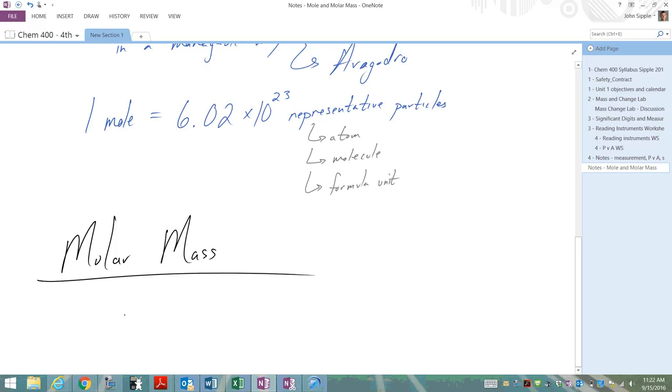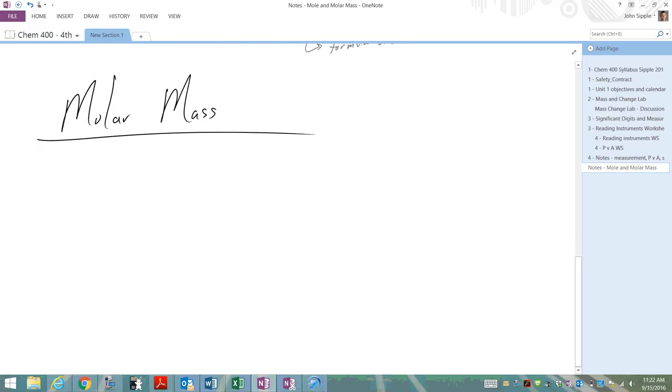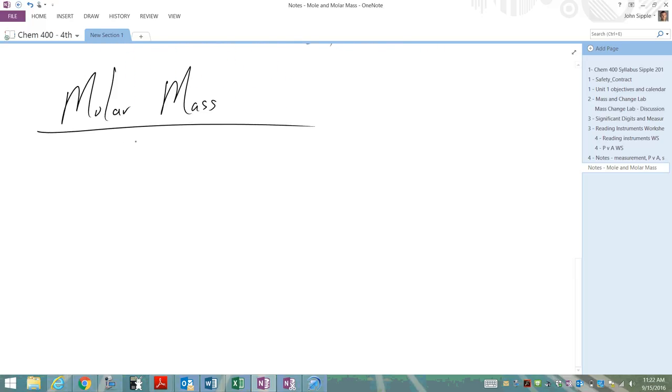All right, molar mass is kind of the next obvious thing to go to here, because this is going to relate the mole to mass, which is something that's useful to us. When we talk about mass, we can measure that in grams. We have balances back there that measure grams. So that's perfect. We want to be able to do that.